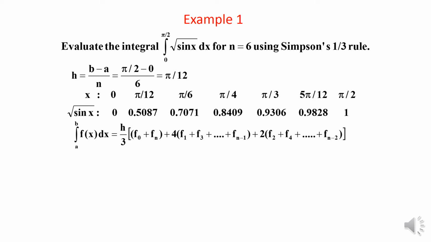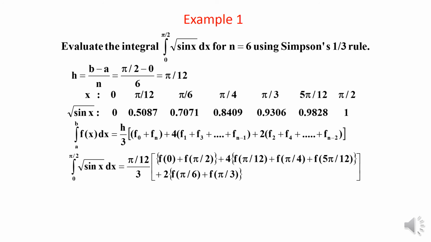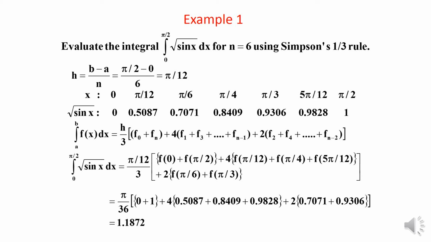So here f0 is 0, f1 is 0.5087, f2 is 0.7071, f3 is 0.8409, f4 is 0.9306, f5 is 0.9828, and f6 is 1. So we substitute f0 is 0 plus f6 is 1 here, and similarly we keep all the values here and find out the value of integral 0 to pi by 2 under root sin x dx, which is equal to 1.1872.